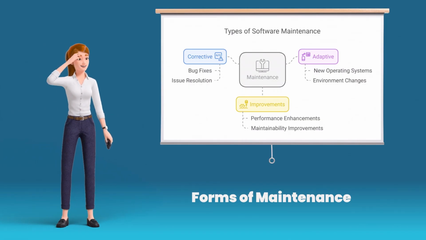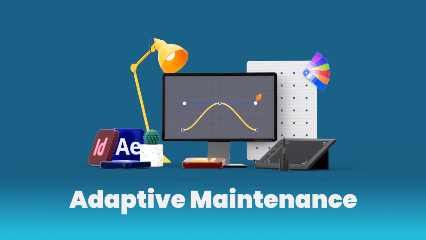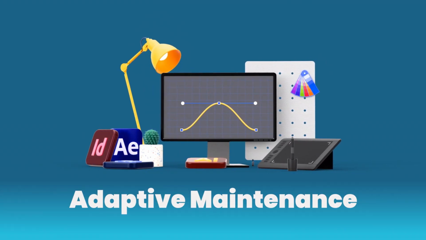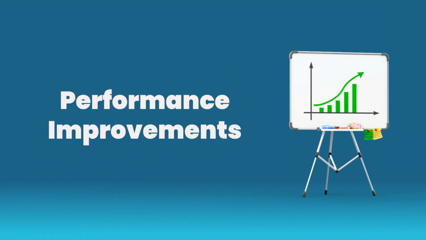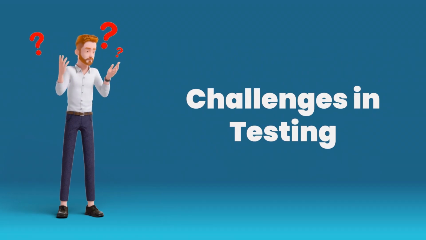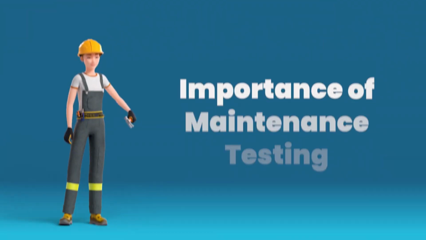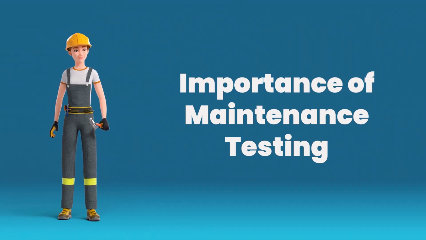For instance, if there's a bug, that's corrective maintenance. If the software needs to adapt to a new operating environment, that's adaptive maintenance. And then you have performance or maintainability improvements. So these are changes that are made to existing systems after they've been launched. Right? And maintenance testing ensures that these changes don't break anything else in the system.